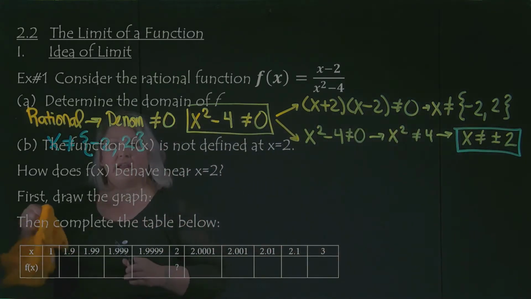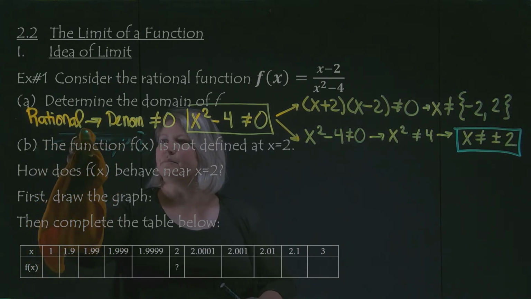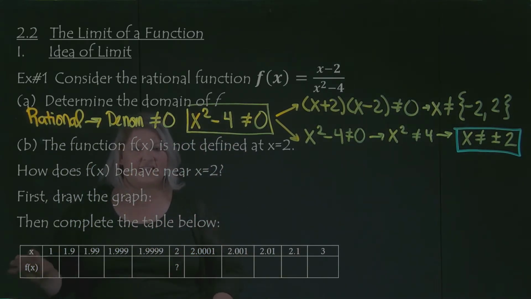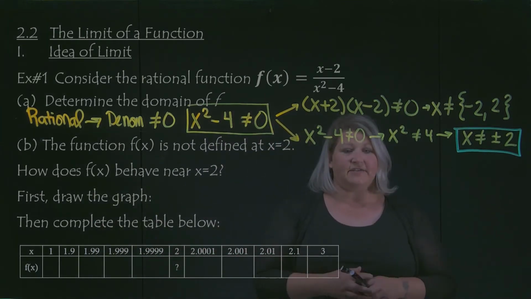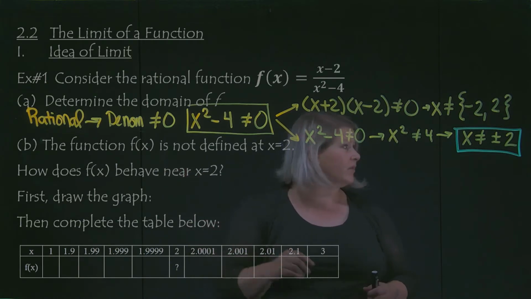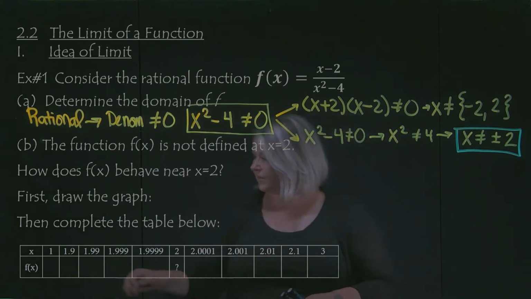All right, so the next part when we're considering this rational function, the function f of x is not defined at x equals 2. So we know that that's one of the points that it's not defined at. So then let's take a look at how the graph f of x behaves near x equals 2.